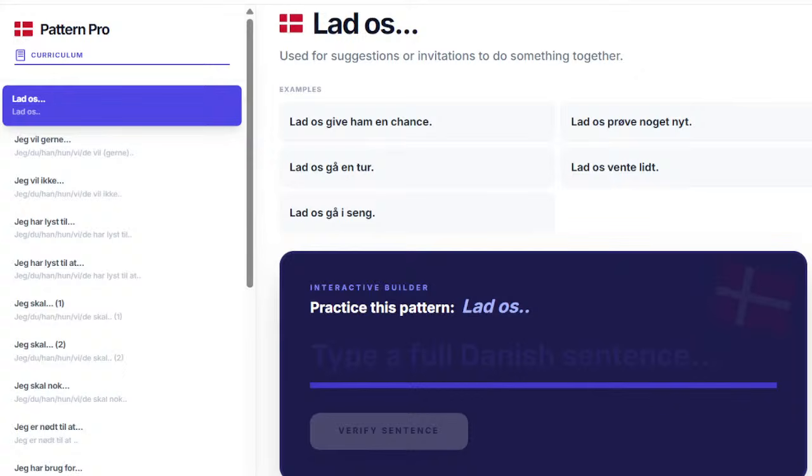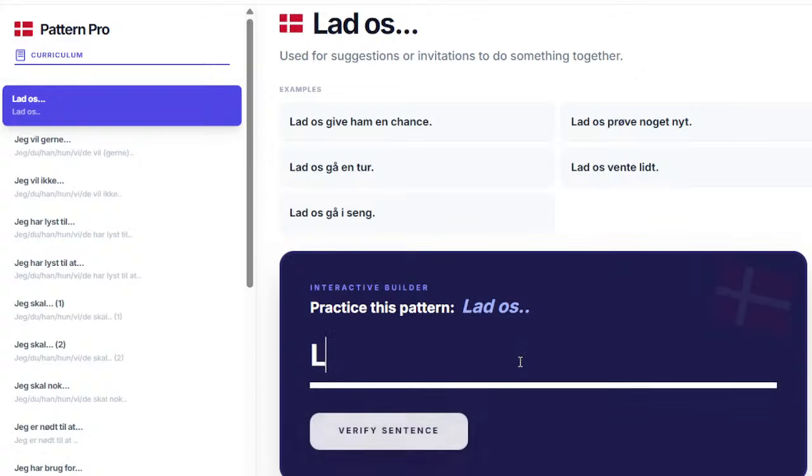Now, what we got here is lad os, something. Let's do this, let's do that. So you could say, lad os give ham en chance, lad os gå en tur, lad os gå i seng, lad os prøve noget nyt, lad os vente lidt. Let's give him a chance, let's go for a walk, let's go to bed, let's try something new, or let's wait for a bit. So here's the thing, what do you want to put down here? Right? You want to make something new.